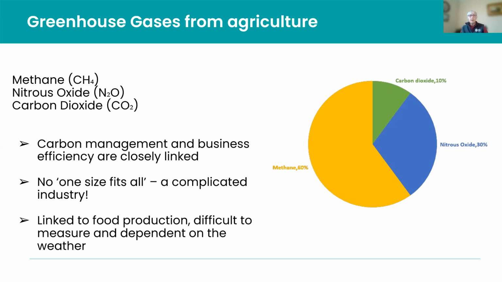But for agriculture, the biggest sources of greenhouse gases are actually methane and nitrous oxide, much more so than carbon dioxide. But it's also worth noting that nitrous oxide is many-fold times more potent than carbon dioxide and stays in the atmosphere for over 120 years. So it's a very significant greenhouse gas, and I'll talk more about that in a minute.